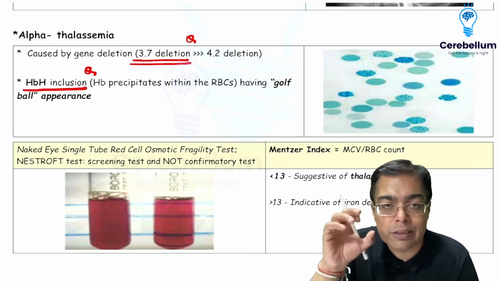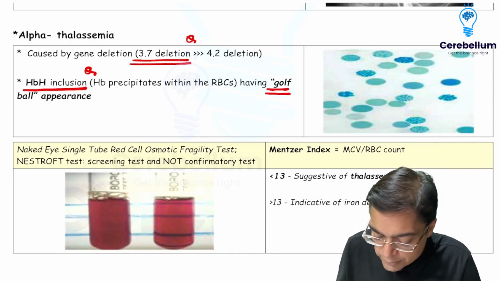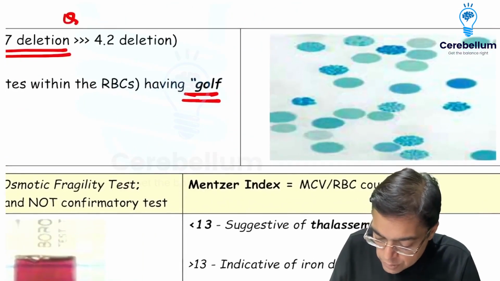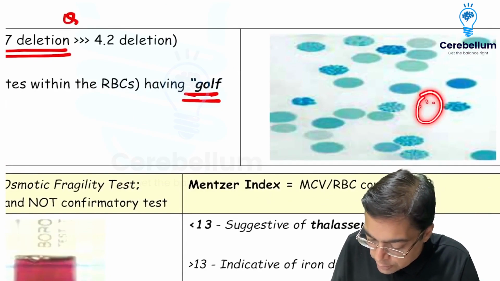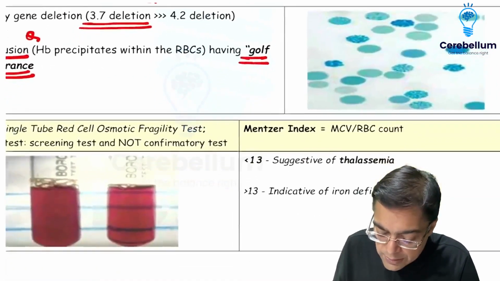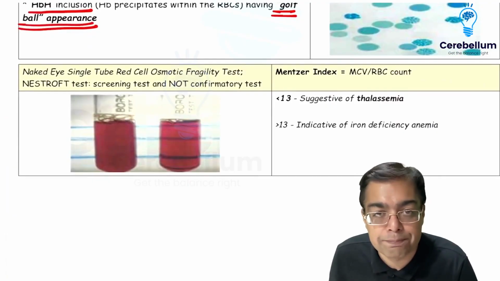This HbH precipitates inside the RBCs, and on supravital staining, it is going to have an appearance that is called the golf ball appearance. So a pretty much dot-like appearance, the golf ball appearance, is going to be observed over here. Now what we did is discuss, in case of a patient having thalassemia trait, a lot of these patients are asymptomatic, right?